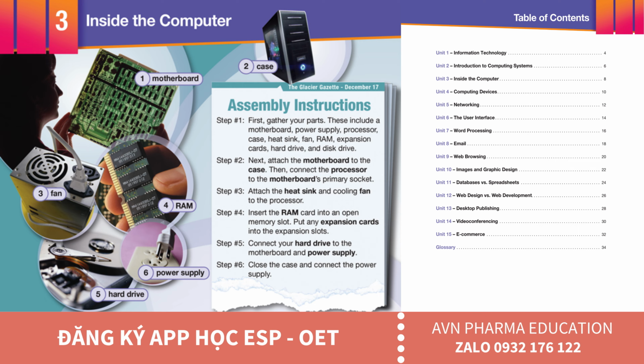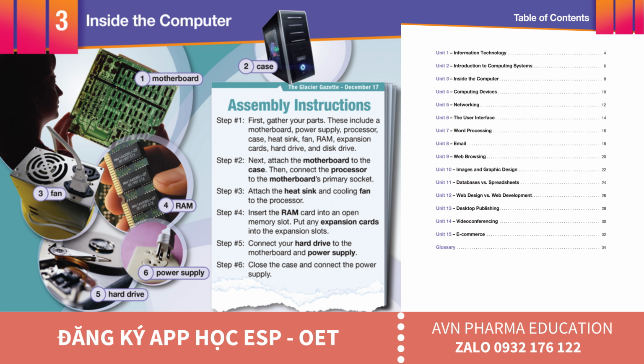The Glacier Gazette, December 17. Assembly instructions. Step number 1. First, gather your parts. These include a motherboard, power supply, processor, case, heat sink, fan, RAM, expansion cards, hard drive, and disk drive. Step number 2. Next, attach the motherboard to the case. Then, connect the processor to the motherboard's primary socket. Step number 3. Attach the heatsink and cooling fan to the processor.